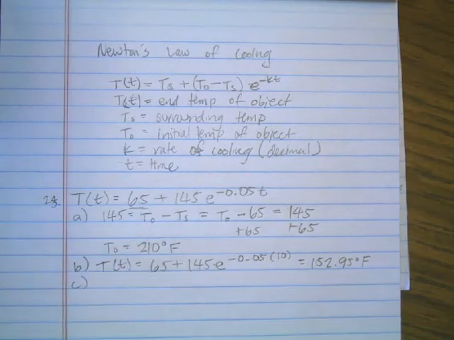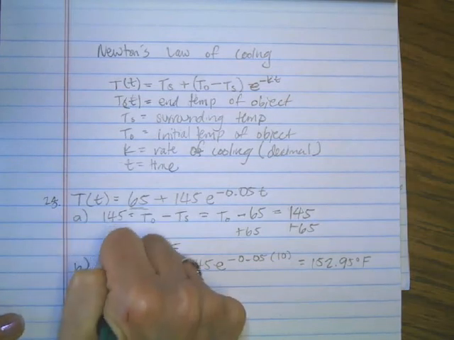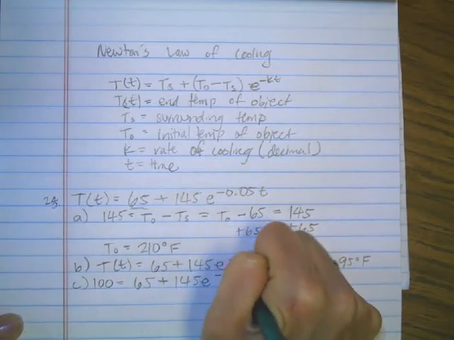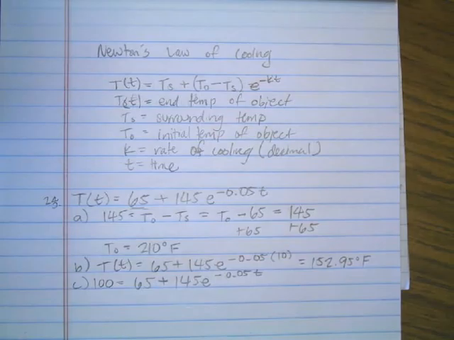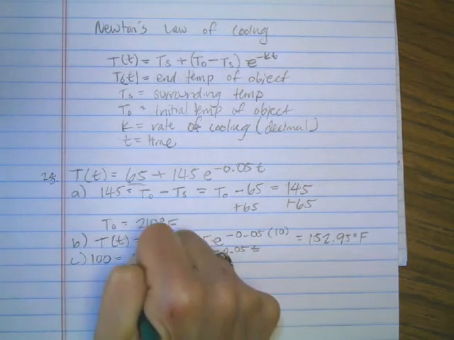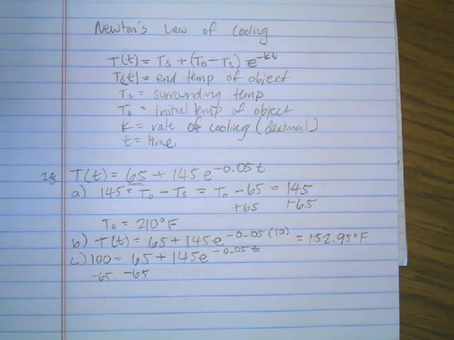And then the last question asks us, after how long will the temperature be 100 degrees Fahrenheit? So we'll say that people won't want to eat it until it's 100 degrees Fahrenheit, so how long will they have to wait? So that's the end temperature, because we want to know how long it will take them to get to 100 degrees. So we say 100 equals 65 plus 145 e to the negative 0.05t. So you have to isolate the exponential first, so subtract 65. And that gives us 35, I believe. Yep.